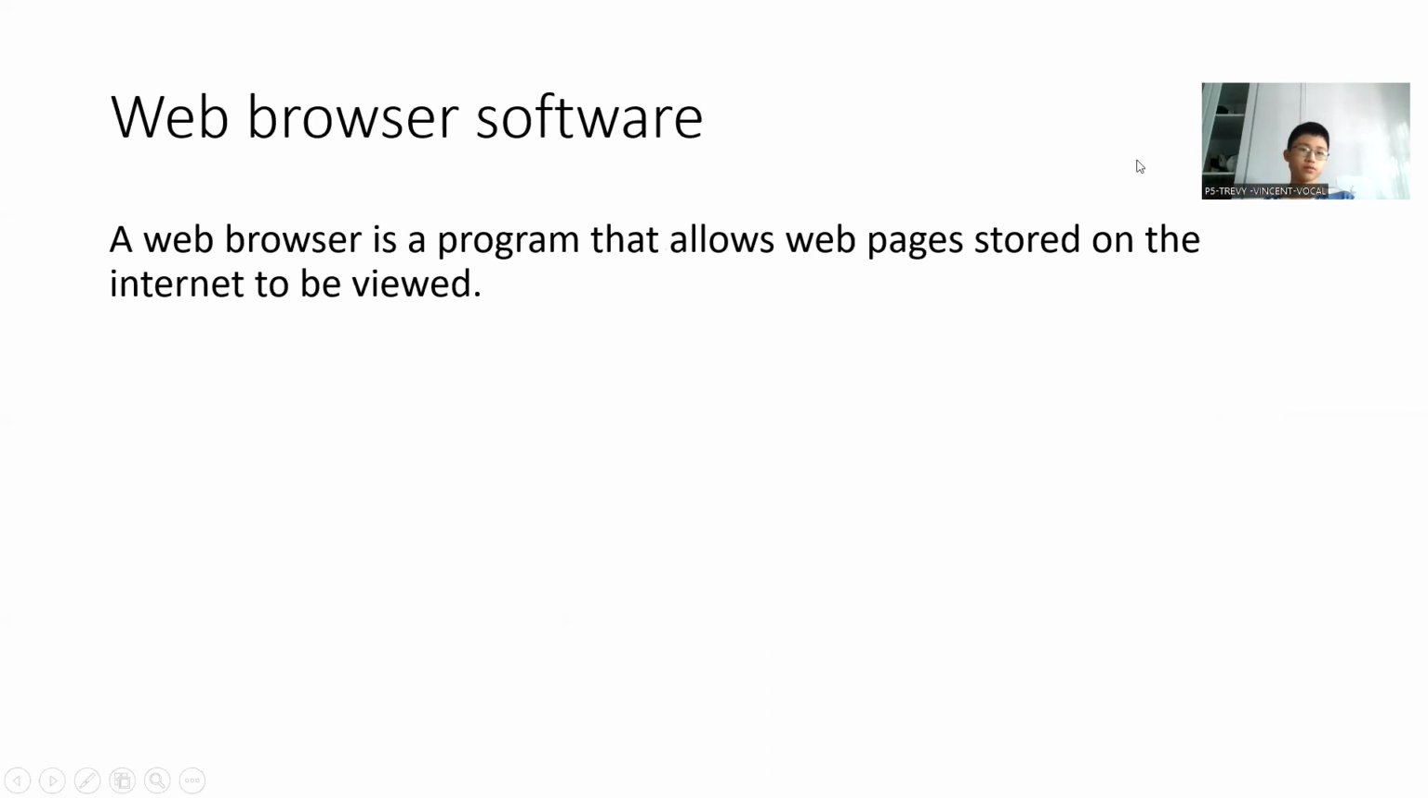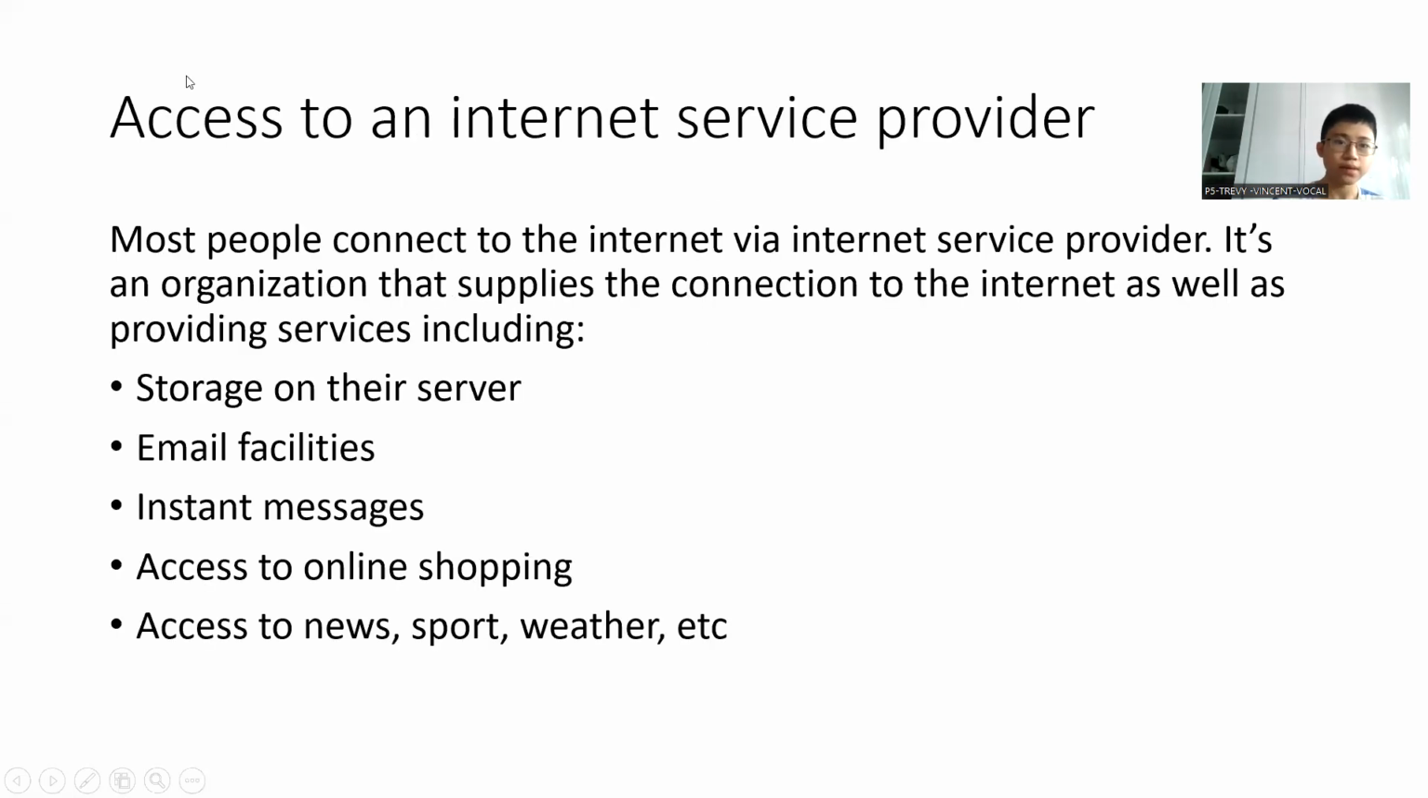What is web browser software? A web browser is a program that allows web pages stored on the internet to be viewed. For example, like Google or any of those web browser software that allows information to be kept inside them so that people can read the information and view it.